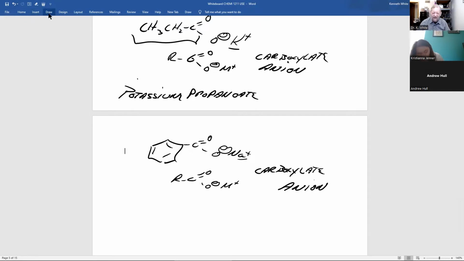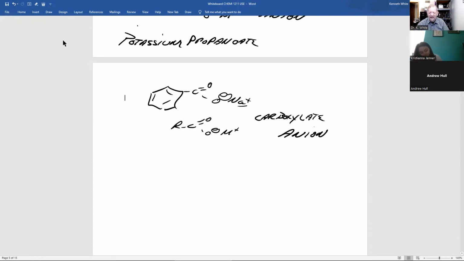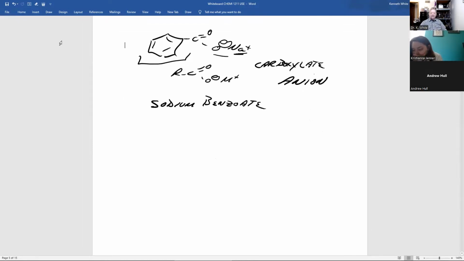And how do you name it? Well, what's the element Na plus comes from? Sodium. But now R is a benzene ring. We can't use the student's method. We'll use the IUPAC method. If that was OH instead of O minus Na plus, that would be benzoic acid. Drop the IC in the word acid and add ATE, and you get sodium benzoate. So that's how you name these.